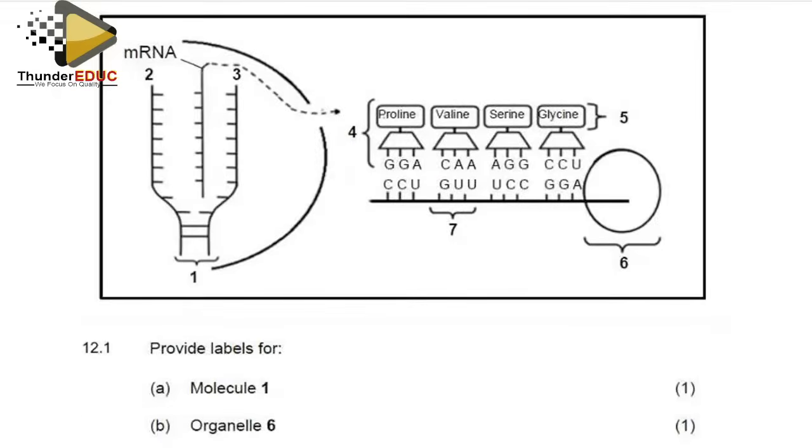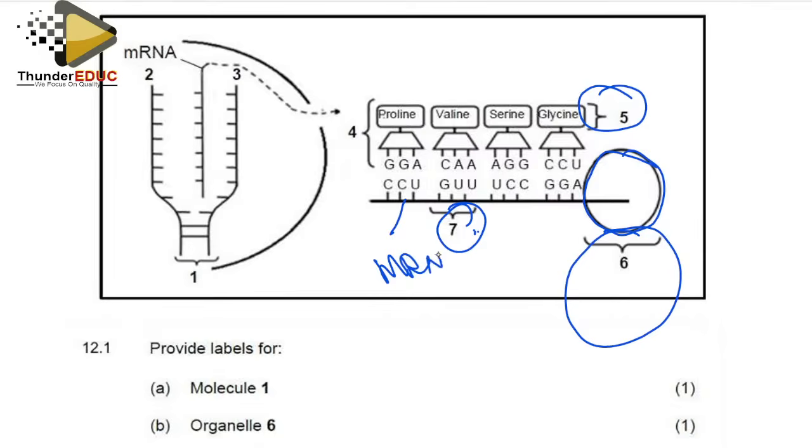Let's label this. What is this? That is 5. It is the amino acid. What is this molecule? Sometimes they draw it like this, sometimes they draw it like that. So this molecule is the ribosome. And then what is 7? 7 is codons, because this is a messenger RNA. So it's a codon.